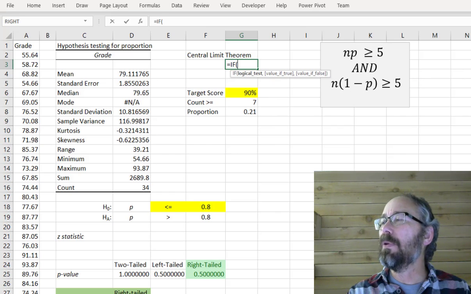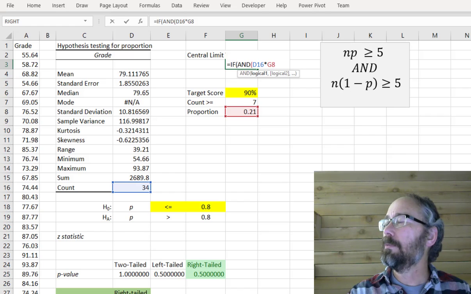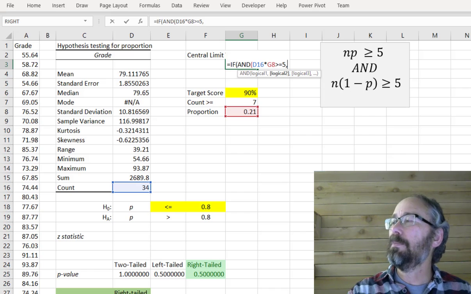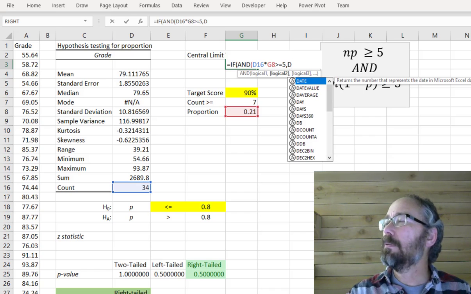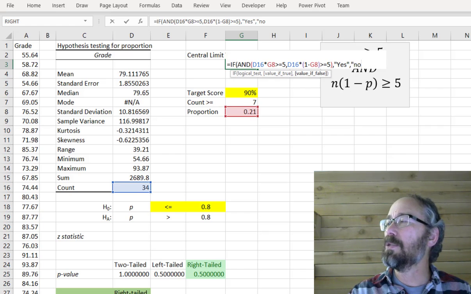I'm going to use an if statement with an embedded and. The first logical condition for that and will be our count, so D16 times G8, which is our proportion, and if all of that is greater than or equal to 5, it will be true, as well as the count times 1 minus that proportion, and if all of that is greater than or equal to 5, it will also be true, and if both of those are true, then I want it to display yes, otherwise I want it to display no.